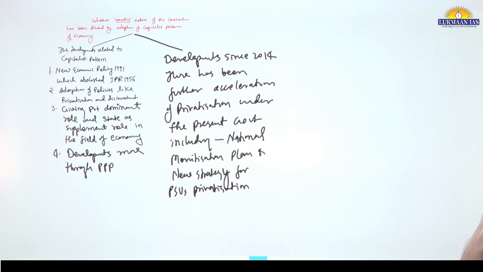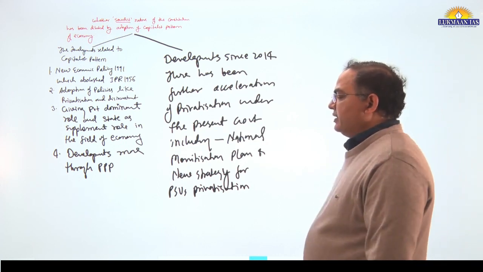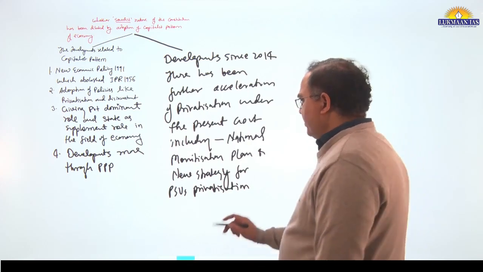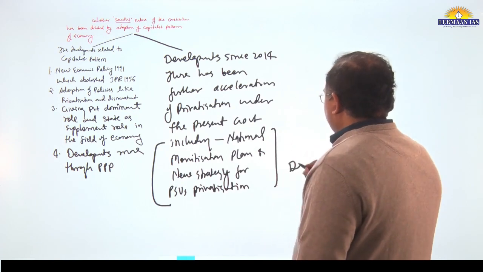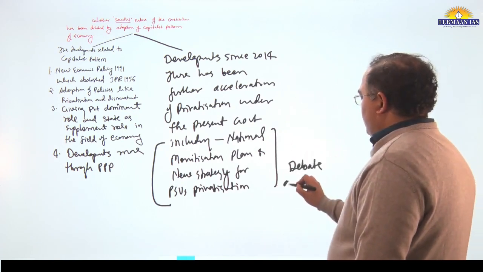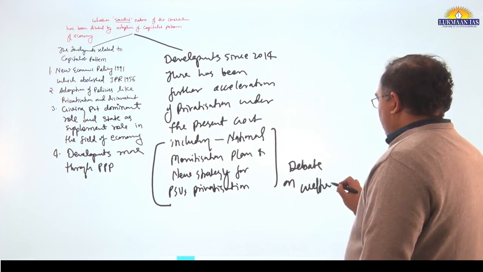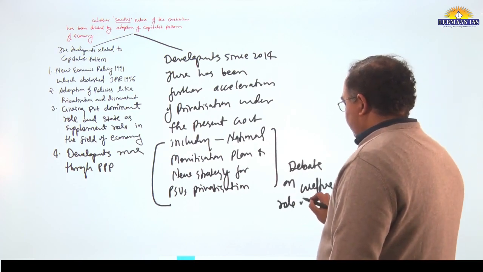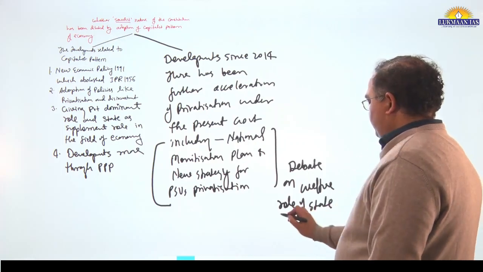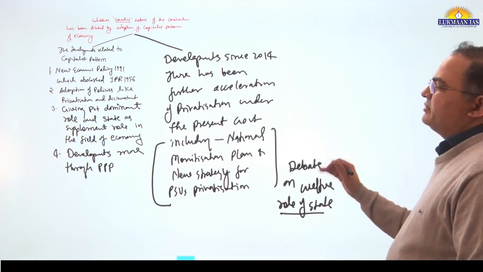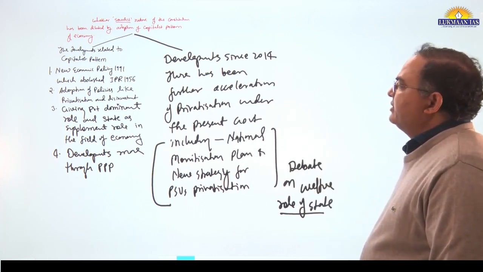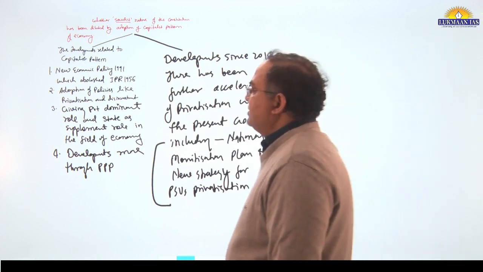So, developments since 2014. There has been further acceleration of privatization under the present government, like the National Monetization Plan. You may have found there has also been a debate on the welfare role of the state. Because it has given rise to debate, we expect once again a question on that in a different format. These are traditional aspects.